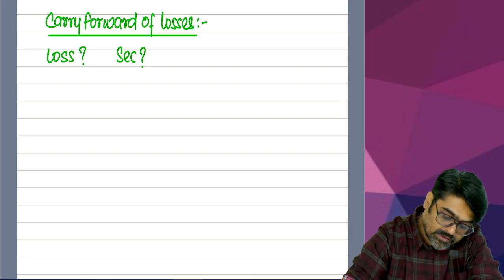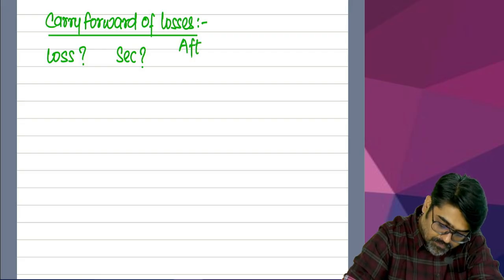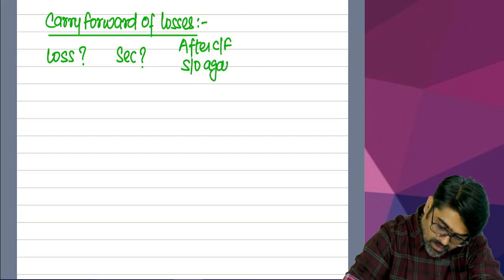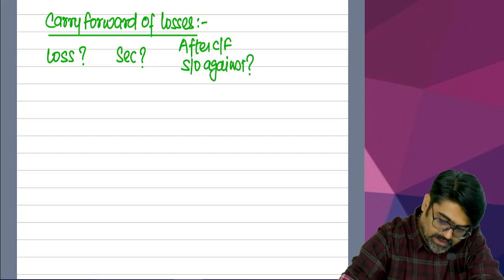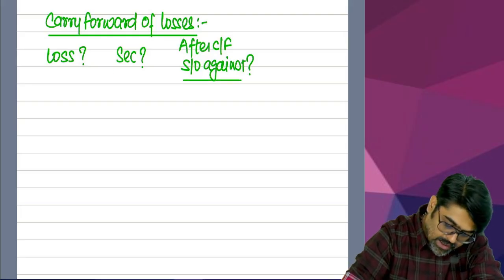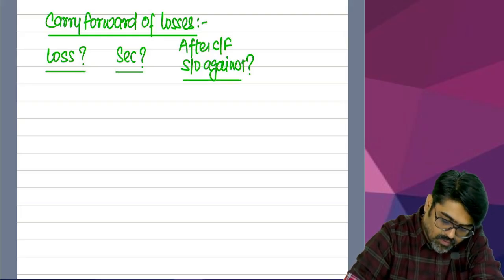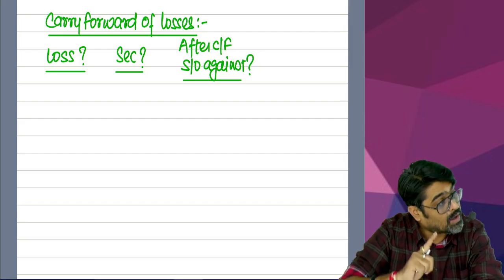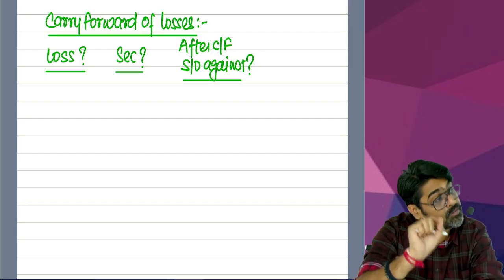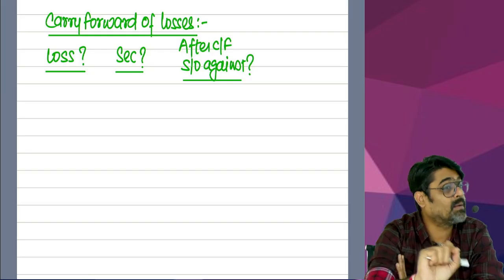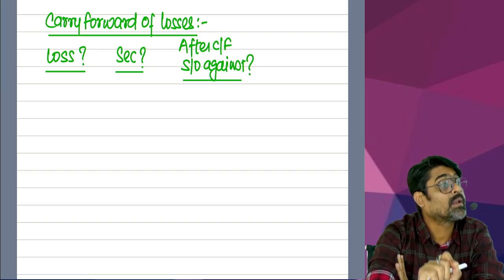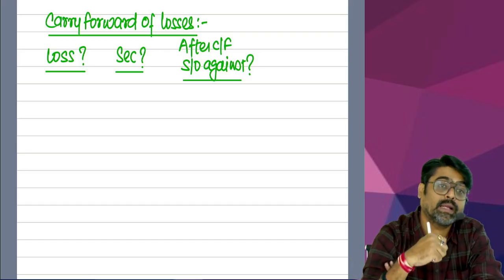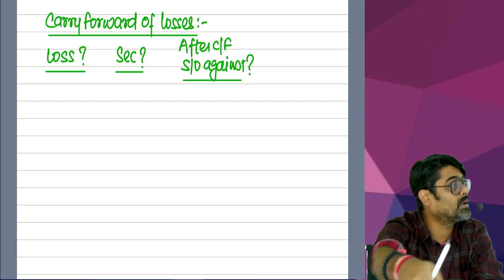After carry forward, what did I say? After carry forward, set off against which income? And if that income is not available, then carry forward to the subsequent year. Then it cannot be set off against any other income. Yes or no? So after carry forward, it has to be set off against a specific income only. And if that income is not available, you will have to carry forward to the next year. Next year you will have that income, and in that year it will be set off.